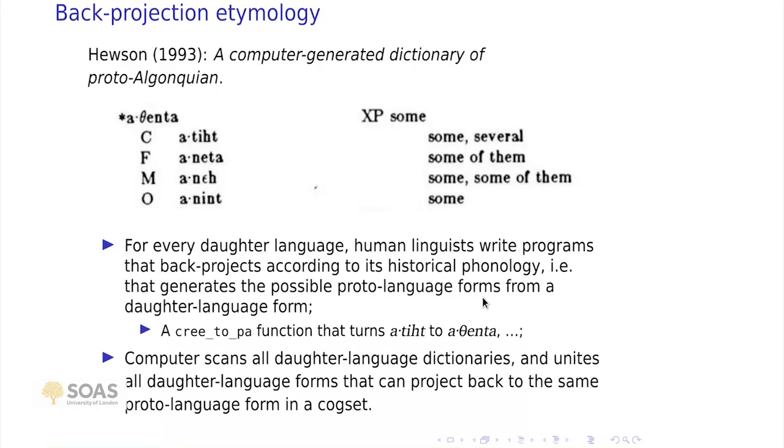Okay, let's talk about the second idea that is very crucial to the development of the CAPR methodology. Here's what I call back projection etymological dictionaries, or in short, back projection etymology. It's the idea of Hewson, who, I think in the 70s, had this brilliant idea of producing a computer-generated etymological dictionary of Algonquian languages. Here's a sample entry from that dictionary: you have the Algonquian word with Cree, Fox, Menominee, Ojibwe.